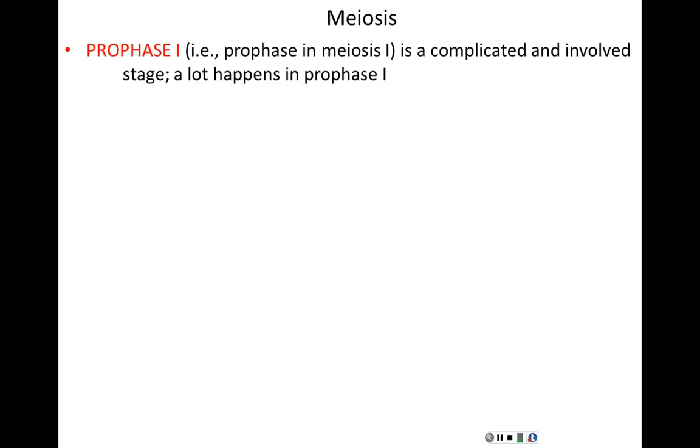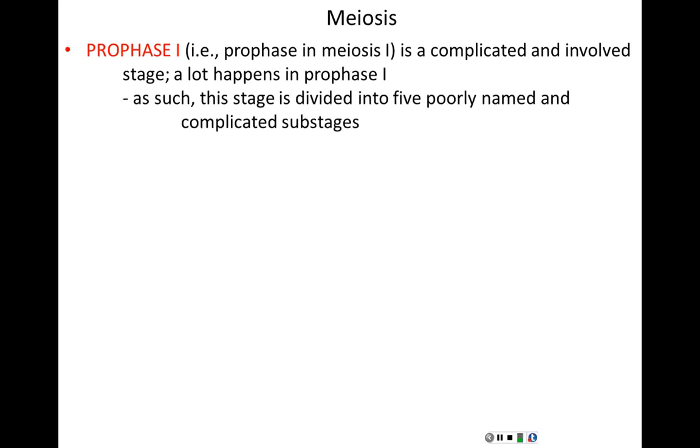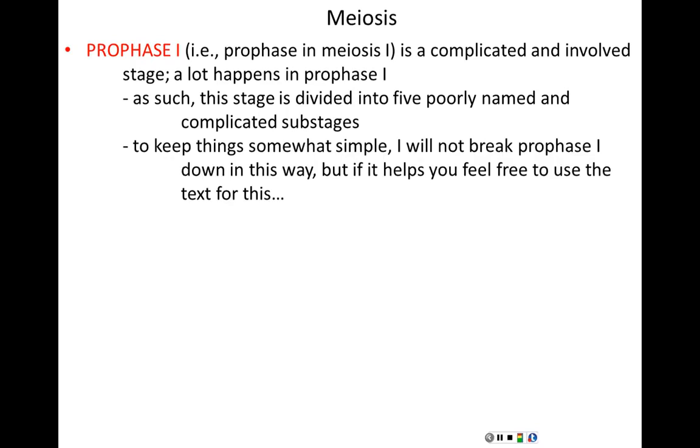Prophase I, this is prophase in meiosis I, is a very complicated and involved affair. A lot happens in prophase I, and we'll spend most of our meiosis time talking about this one stage. Because it's so complicated, prophase I is actually divided into 5 substages. They're poorly named. They're given complicated names that I will never tell you, never use, and never hold you accountable for. You'll see them in just a second because they're on a figure. But don't worry about the substages of prophase I. Just know what happens in prophase I.